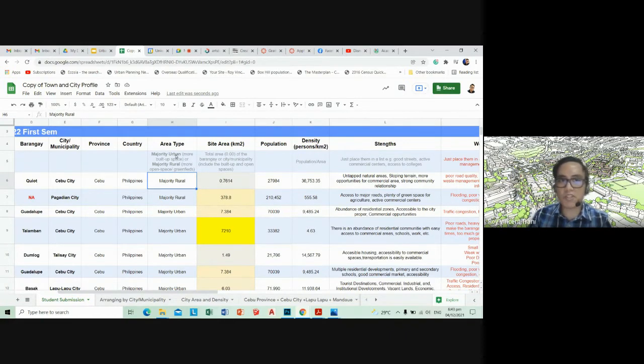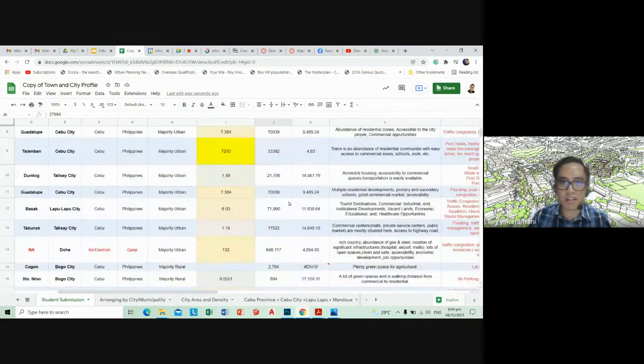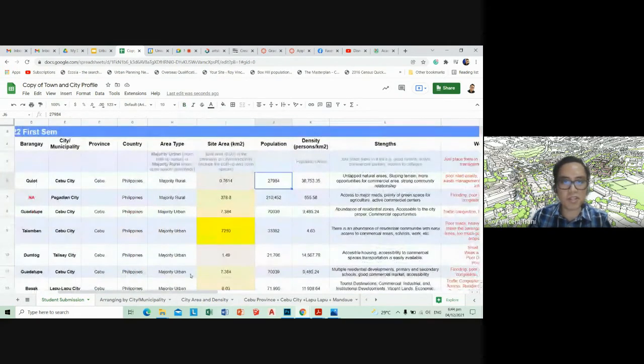So I would define majority urban as an area, barangay, municipality, what have you, with more built up space, more buildings, less permeable surfaces. And majority rural is basically more open space, more green fields, permeable surfaces, so vegetation, trees, etc. And then your site area in square kilometers, because we're using the metric system. Population, just write it in here. I think not everyone is using the same format, so I'll need to update that. So like this is 27,000, 210,000, etc.